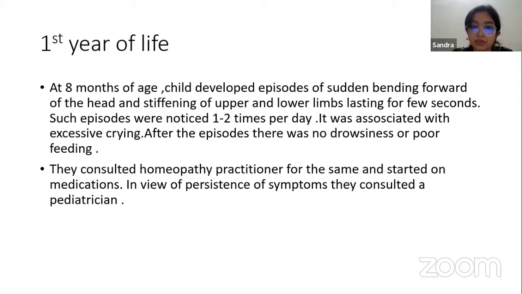Sudden bending forward of the head. Which type of seizure does it look like? Lasting for seconds only? It could be an infantile spasm. You need not tell about infantile spasm. It's a myoclonic jerk. In a context like this, why didn't I agree with infantile spasm?